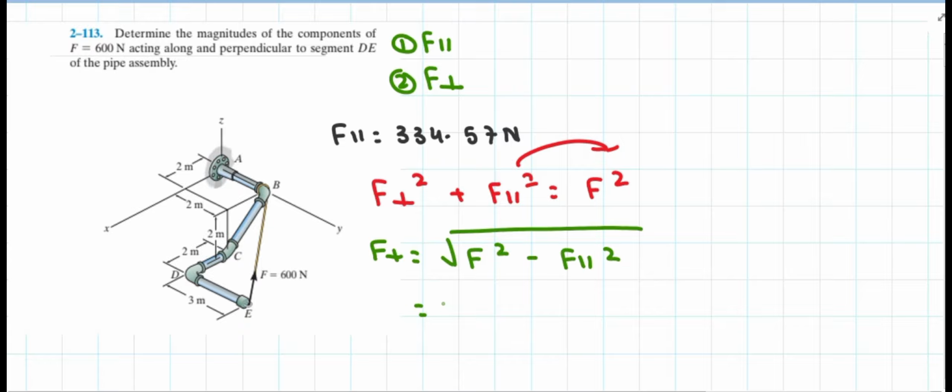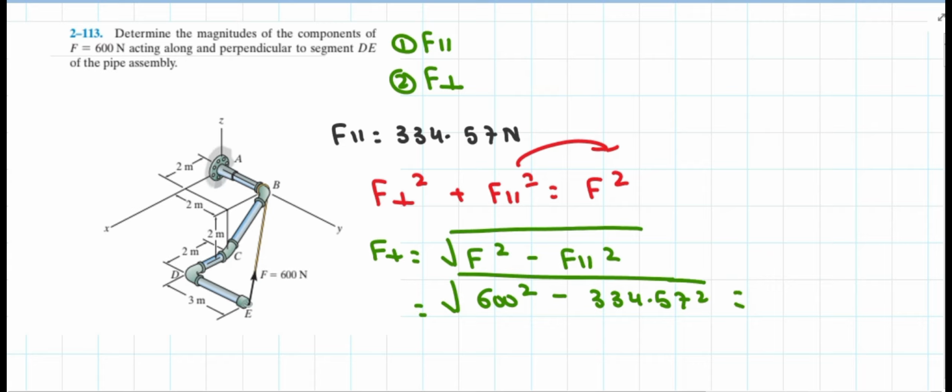Now put the values into it. The value of F is 600 squared, and the value of F parallel, which we already found, is 334.57 squared. So grab the calculator, put the values into it and solve it for the perpendicular component of force F. It gives us a result of 498.06 Newton. Now the question has been solved here and your concept too.